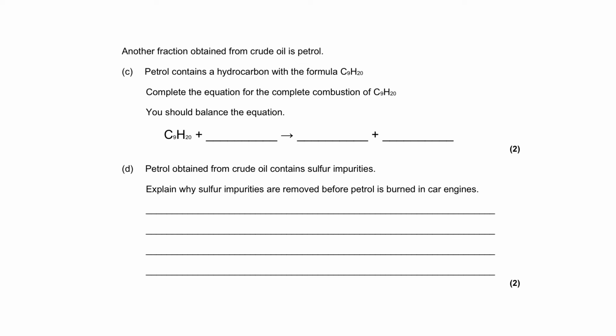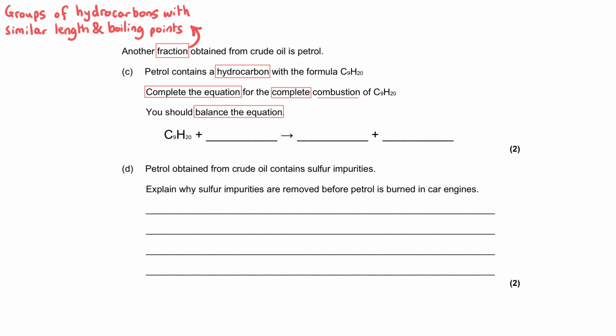Another fraction obtained from crude oil is petrol. Petrol contains a hydrocarbon with the formula C9H20. Complete the equation for the complete combustion of C9H20, and you should balance the equation. Before we do this, we just need to clarify a few terms. A fraction is a group of hydrocarbons that have got similar lengths and similar boiling points, and a hydrocarbon, as you can see from this example here, is a compound containing carbon and hydrogen only.